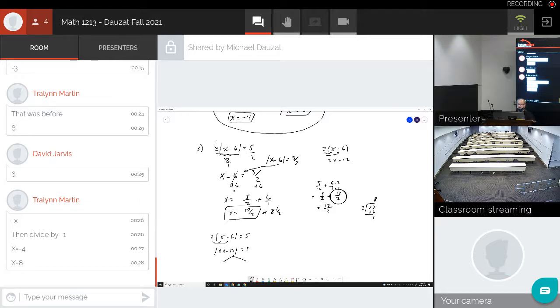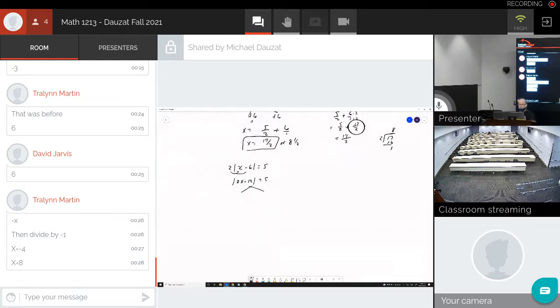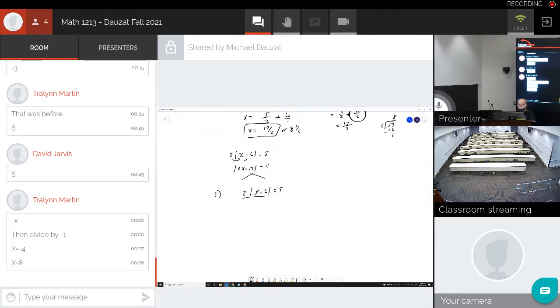There's too much work here, so let me go ahead and do number 3 again. 2 times the absolute value of x minus 6 is equal to 5, right? We divided both sides by 2. Y'all remember that? 2's divide out. And you get the absolute value of x minus 6 is equal to 5 halves. So that's where I forgot to bring down the absolute value bar. It's very easy to forget when you have a lot of stuff all over the place. But y'all see that's what you need, right?